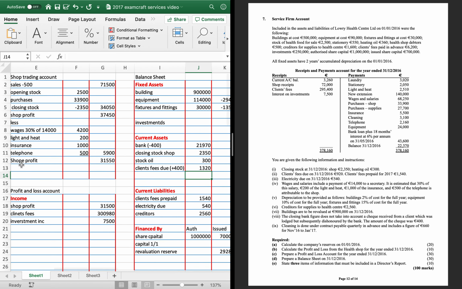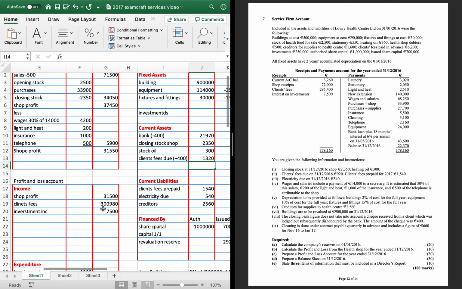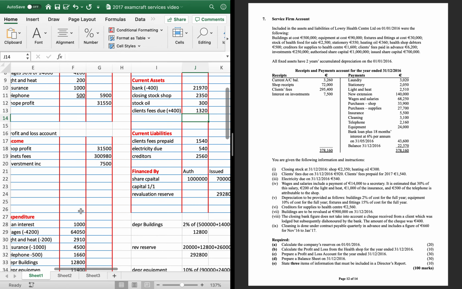Really, if you think about it, the client's fees here, this number goes down by 400, from 295,400 to 295,000, and then client's fees due goes up by 400. So the overall figure will still be 300,980. So we just have to change that, just to make sure we have it right. So that should be it.